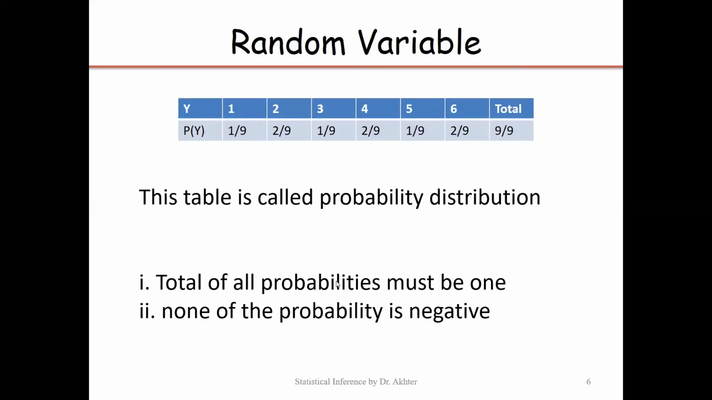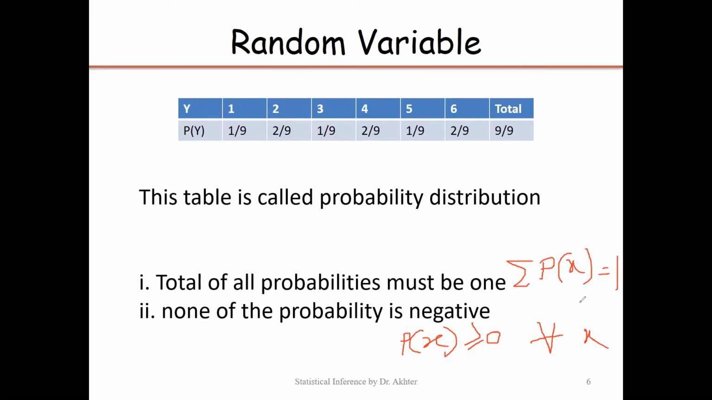This table is called probability distribution, and it has 2 characteristics. One of them is total of all probabilities is 1. We can say that sum of p(x) is equal to 1. And the second is none of the probabilities is negative, meaning all probabilities are greater than or equal to 0 for all values of x. Whatever value of x we substitute into this function, we will have that.